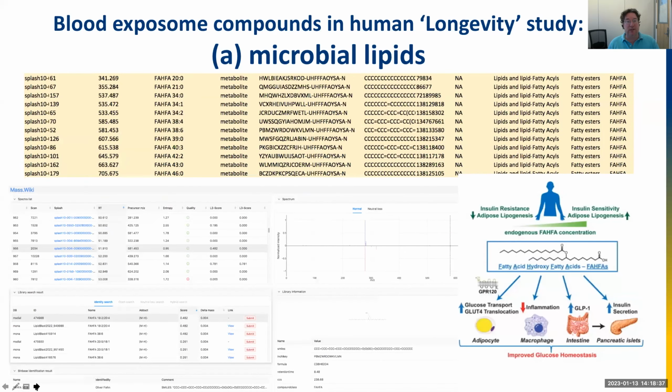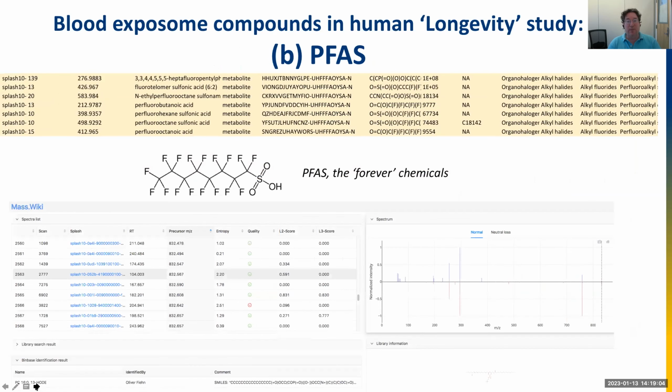Then we also see other types of microbial lipids, and these are phospholipids. We found now clear evidence that phospholipids are mostly made by microbes, not by humans. And phospholipids have a very big effect on overall physiology in humans. We find many of those in plasma now, and therefore we think that they should be categorized also as exposome compounds. Obviously, we find a lot of PFAS.